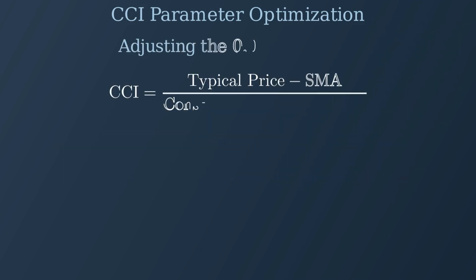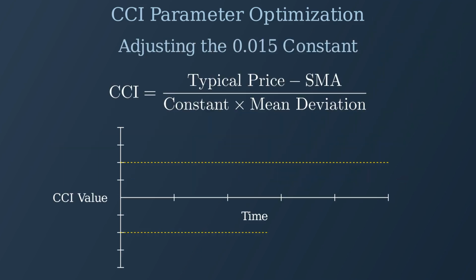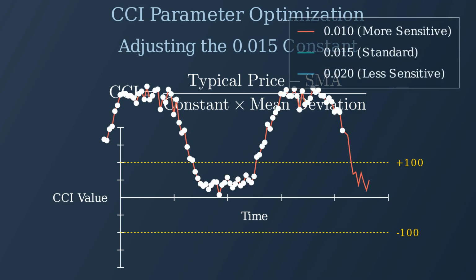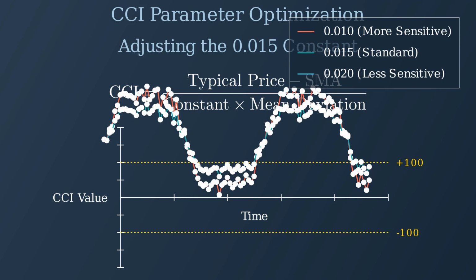The standard CCI formula uses a constant factor of 0.015 in the denominator. Some traders adjust this value to create custom sensitivity levels. A smaller constant like 0.010 creates a more sensitive indicator that reacts more strongly to price changes. The standard 0.015 constant provides a balanced sensitivity that works well in most markets. A larger constant like 0.020 reduces sensitivity, creating a smoother indicator that may help filter out market noise.